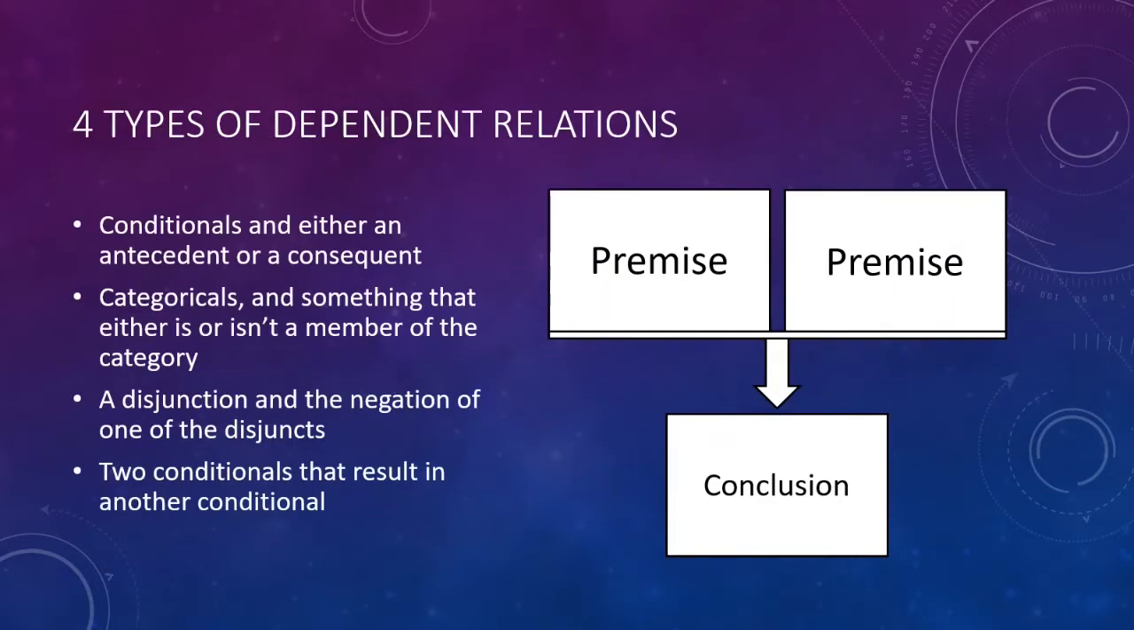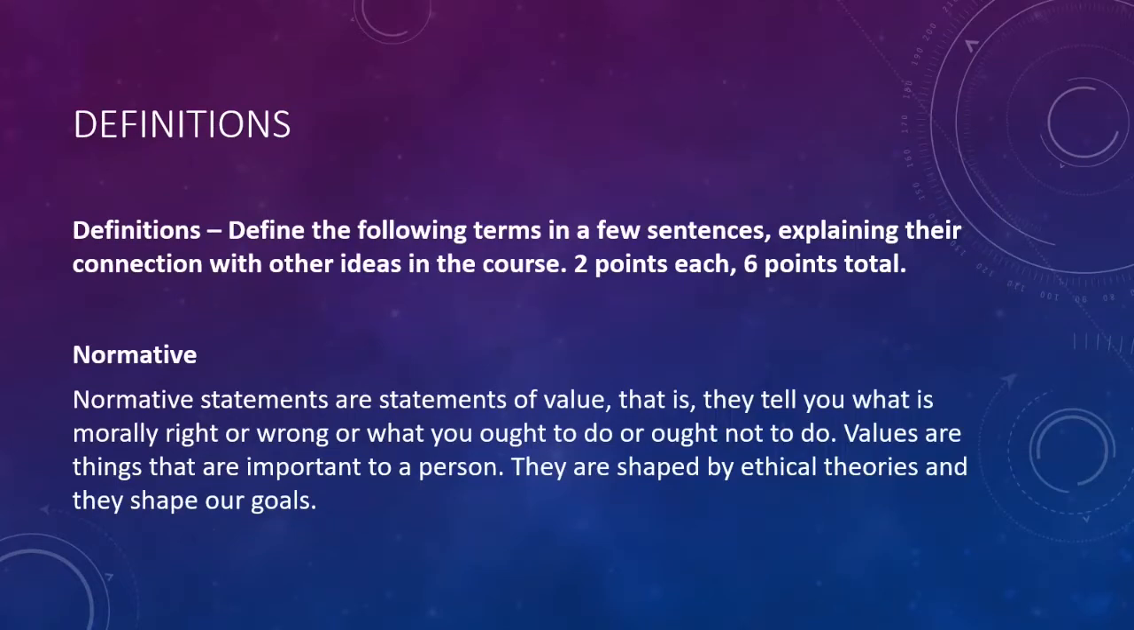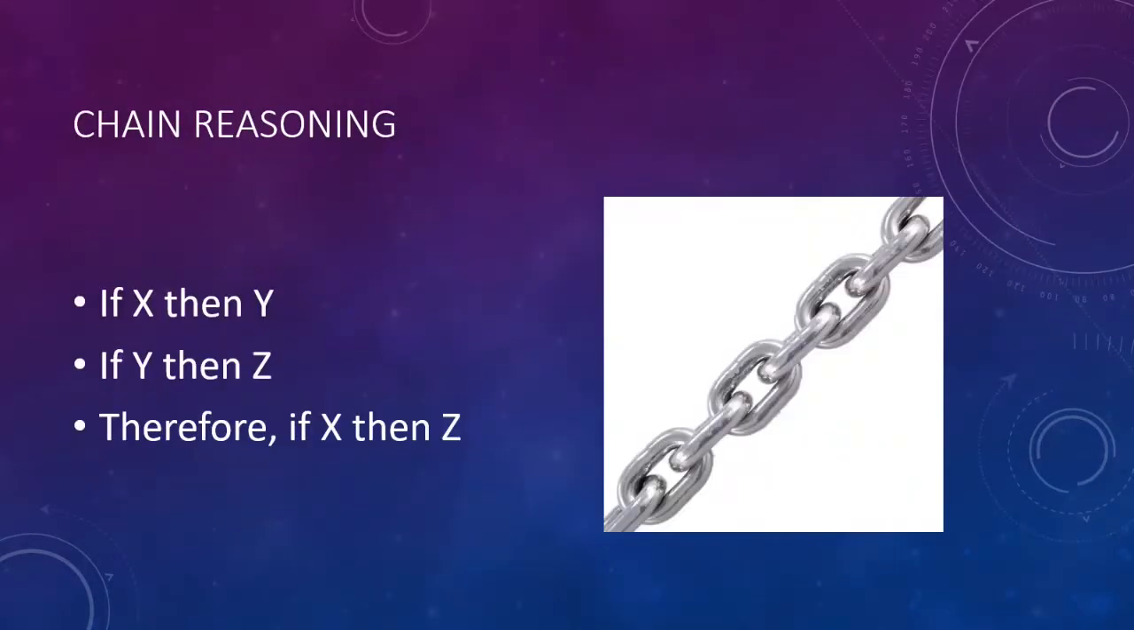Okay, so just to review, we've got now 4 things that can enter into dependent relationships that we've talked about. We've got conditionals, categoricals, disjunctions, and then 2 conditionals that result in another conditional. And that was the stuff about chain reasoning. If x then y, if y then z, therefore if x then z, right? So if I stay up late, then I will sleep in. If I sleep in, then I'll miss class. Therefore, if I stay up late, I will miss class. I think that's fairly intuitive, yeah? But just one more kind of thing that can enter into a dependent relationship. Okay?